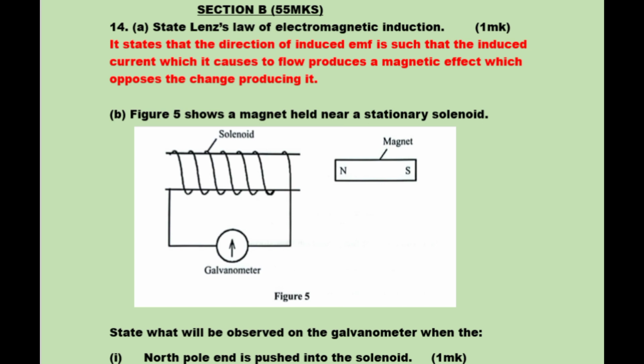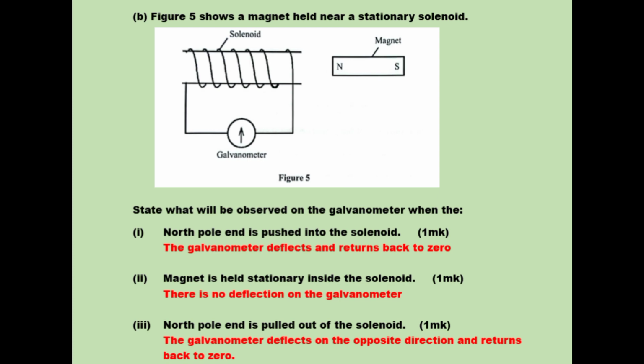Let's look at the first question, Roman 1. State what will be observed on the galvanometer when the north pole is pushed into the solenoid. That means the galvanometer deflects and returns back to zero. We are only stating. So the galvanometer deflects and returns back to zero.